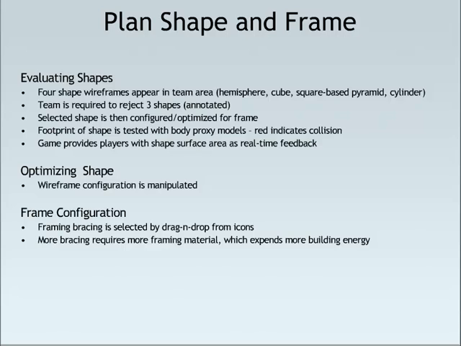Once they choose a shape, they're going to optimize the shape by changing the subdivisions. That's going to determine the framing. And once they have determined their framing, they're going to decide bracing. Will they have bracing? Will they have only horizontal bracing? Will they have horizontal and cross bracing? Will they have only cross bracing? The more bracing they use requires more framing material, and the more framing material and construction required, that burns more energy. So they are not encouraged to over-engineer the frame because of the energy cost.